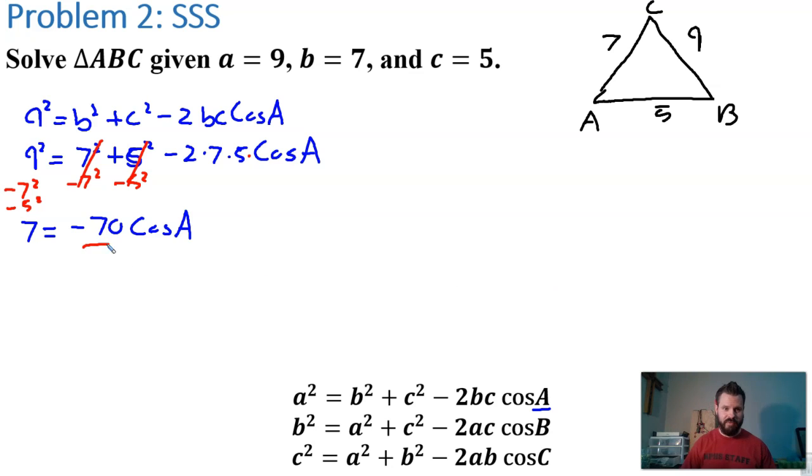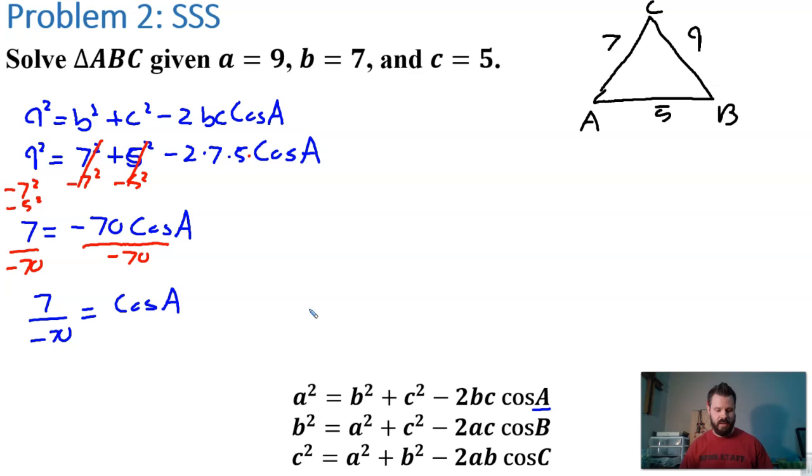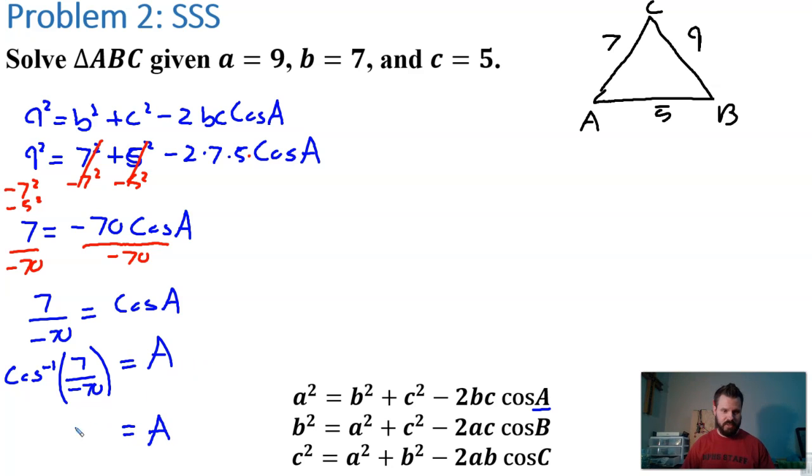Okay, to get the A by itself, we'll divide both sides by that negative 70. So we have 7 over negative 70 is equal to cosine A. And then last step, take the cosine inverse of both sides. So that'll leave me with cosine inverse of 7 over negative 70 on the left is equal to just the A on the right. And when I plug that in, I get A is equal to 95.739 degrees.